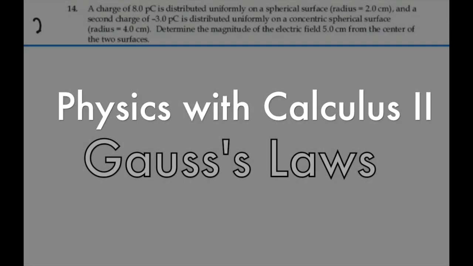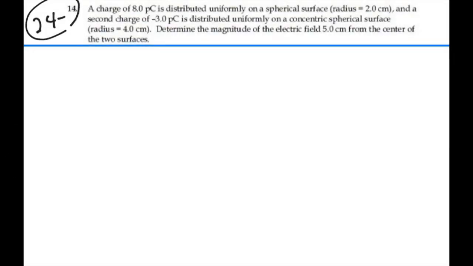Here's problem 2414. A charge of 8 picocoulombs is distributed uniformly on a spherical surface, radius 2 centimeters, and a second charge of -3 picocoulombs is distributed uniformly on a concentric spherical surface, radius 4 centimeters. Determine the magnitude of the electric field 5 centimeters from the center of the two surfaces.